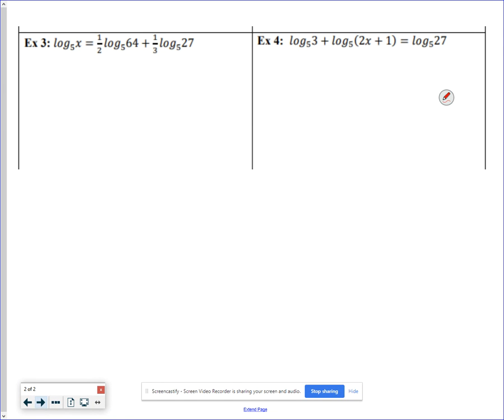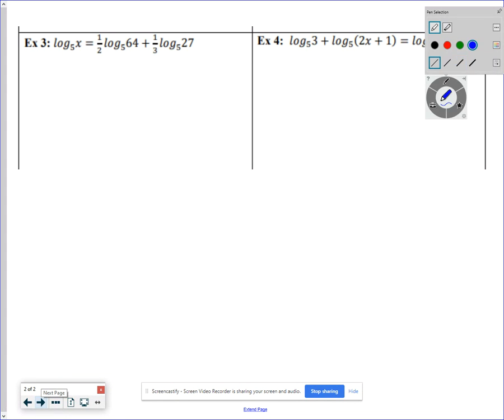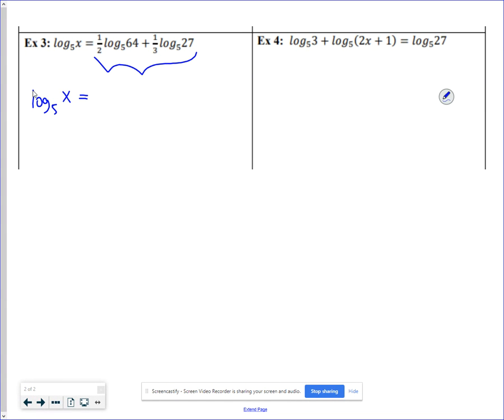Well, if you notice, the left side is already a single log, so we're good there. I'm just going to rewrite this as log base 5 of x. But we got to combine these together. But as they are currently written, we cannot combine them together because of the 1/2 and the 1/3. So we got to get rid of the 1/2 and the 1/3 first.